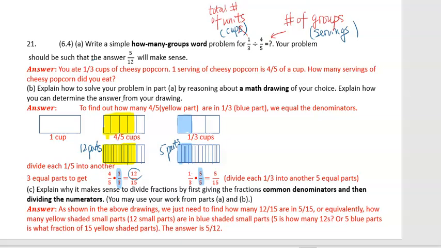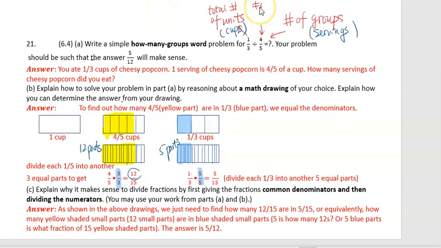Because this is a division problem that comes from multiplication, the number of groups is here. That means the other number has to be the number of units in one group. And again, units means cups in my case, and groups means servings. So I'm going to put cups here and one serving.